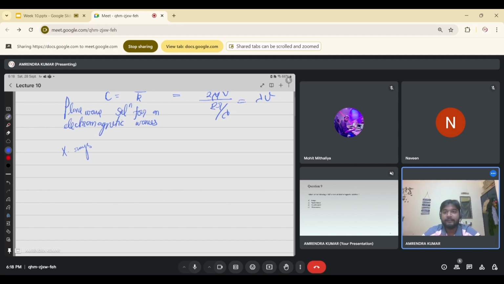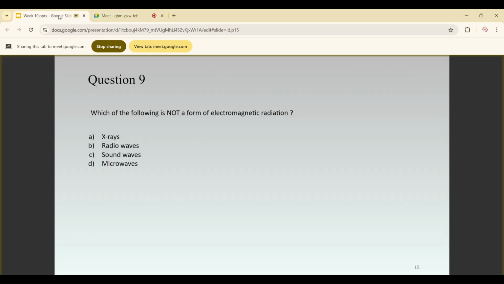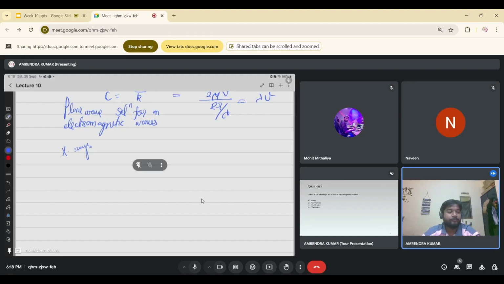And then there is the microwave. So radio waves and microwaves. Radio waves, as you obviously know, are long wavelength electromagnetic radiation that is used for telecommunications and radio transmission and receiving purposes. So it is also an electromagnetic wave.